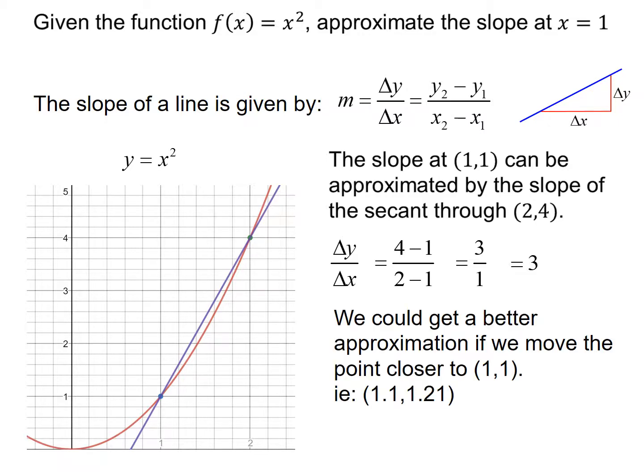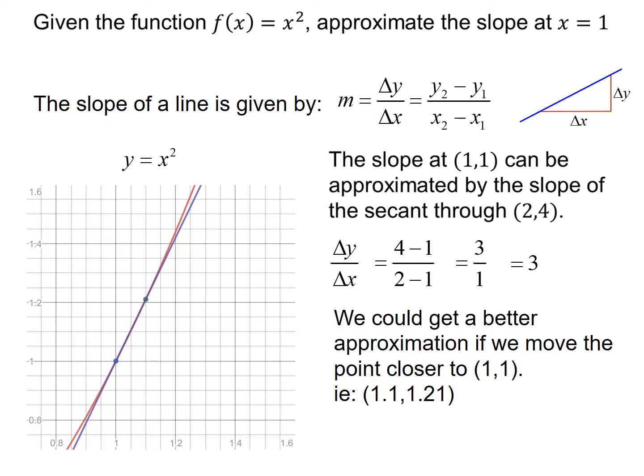So we can get a better approximation. Let's move the point closer. Let's go with x is 1.1, which would correspond to y is 1.21. And you can see that this is now looking much more accurate for the slope at (1, 1). We can zoom in a little bit here. You can see that close to (1, 1), our blue line is very, very close to the red curve. And we get a slope of 2.1.